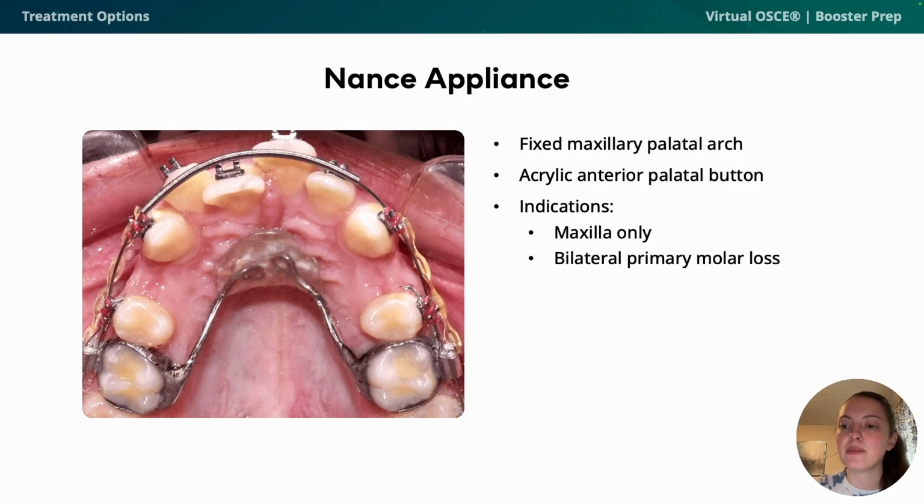If the maxillary primary molars are lost early, the permanent molars can drift forward, and we want to prevent that by maintaining the space. So for the sake of these questions, you can think of the lingual arch and the Nance as the same, with one for the mandible and one for the maxilla. The only difference is that because the Nance button is on the palate, you do not need all your maxillary permanent incisors to be present to use one.